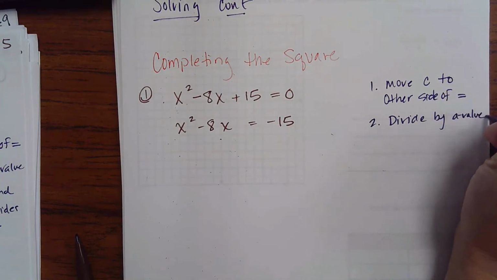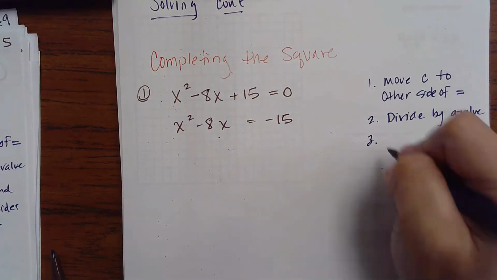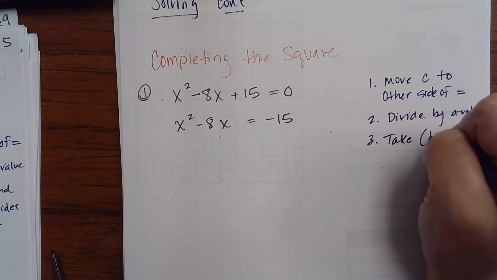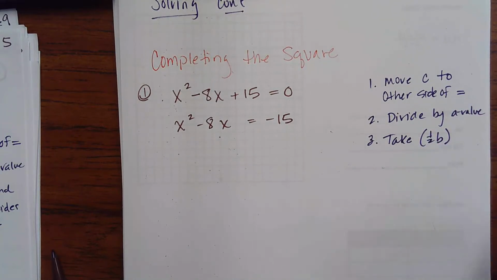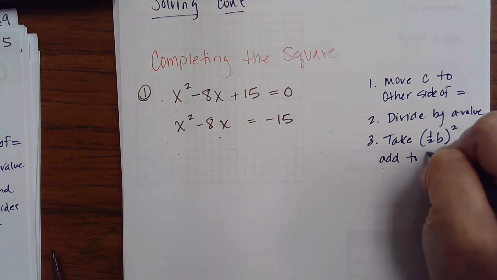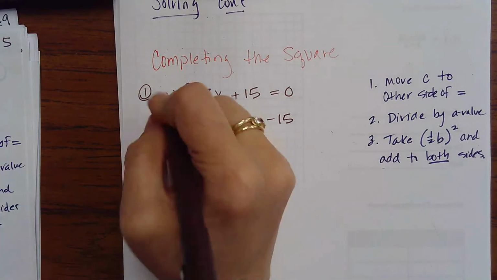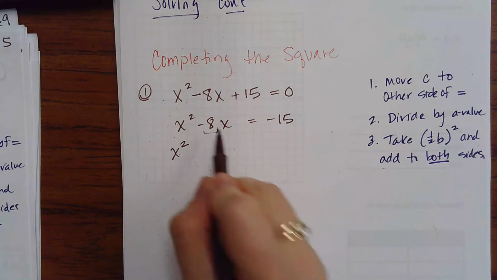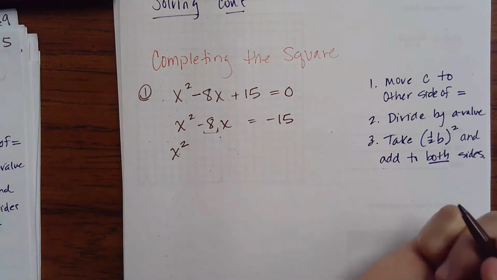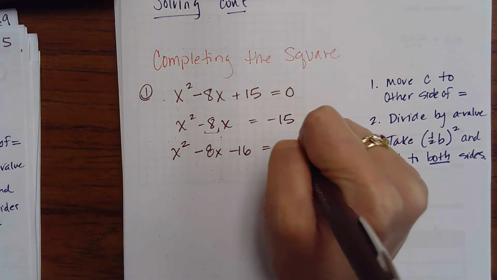All right, step number 2, we're going to divide by the a value. Now, in our scenario, our a value is 1, so we don't really have to do anything here, because obviously dividing by 1 is not going to do much to our problem. Step 3 is kind of the big one. This is where you take half of b, so remember b is that number in front of x, square it, and then the kick here, and this is what I saw some mistakes on when you did circles, you want to add it to both sides of your equation. So if we're looking at our equation here, half of b, so b is -8, half of -8 is -4. Square it. -4 squared is 16. So we're going to add 16 to both sides of our equation.